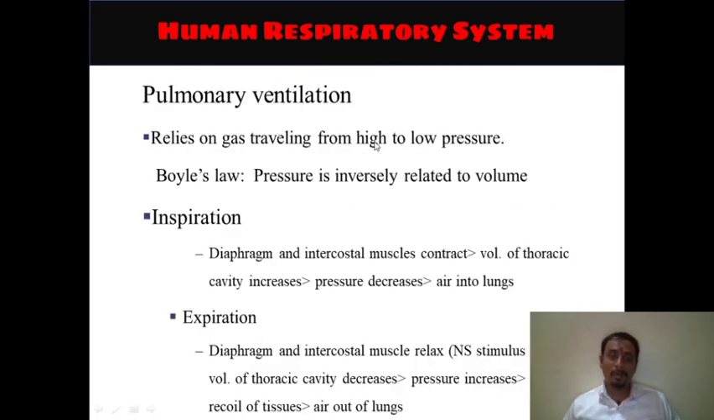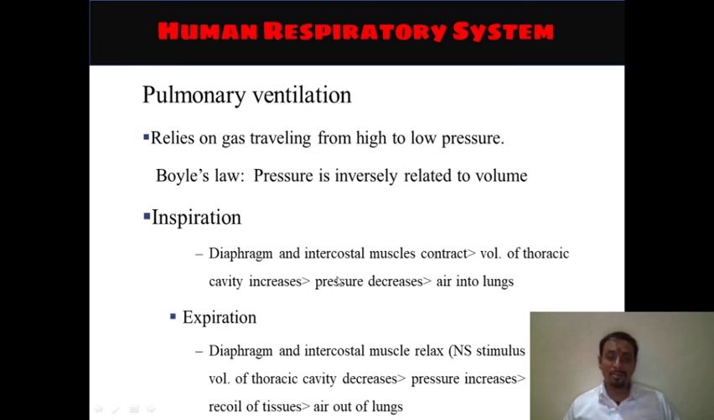Then let's see pulmonary ventilation. It relies on gas traveling from high to low pressure. Boyle's law: pressure is inversely related to volume. Here, according to Pearson, what is inspiration? In inspiration, the diaphragm and intercostal muscles contract. The volume of the thoracic cavity increases, pressure decreases, and air goes inside the lungs. Definitely, according to the NCERT book also it is correct, and according to the Pearson book also it is correct.